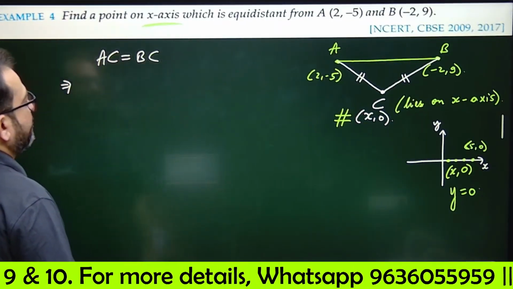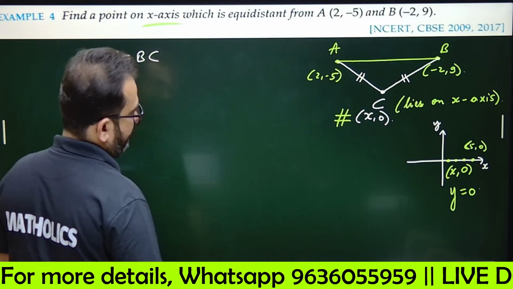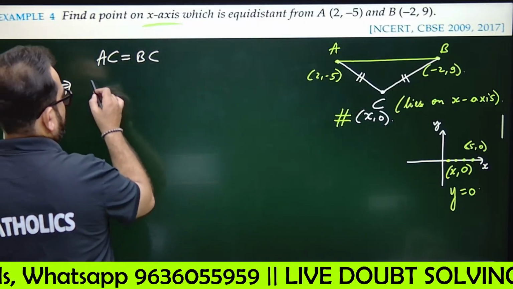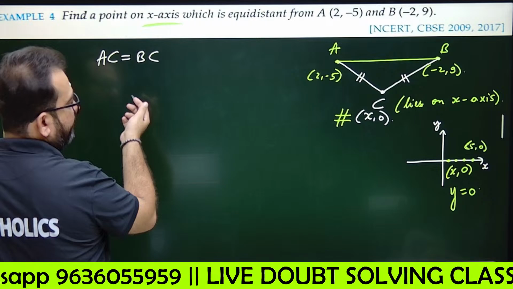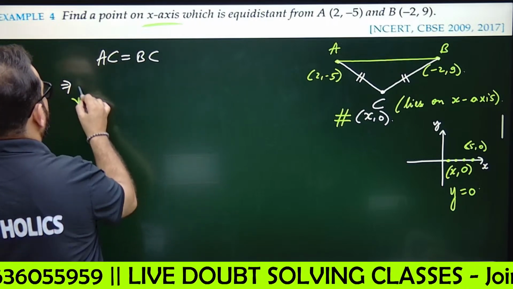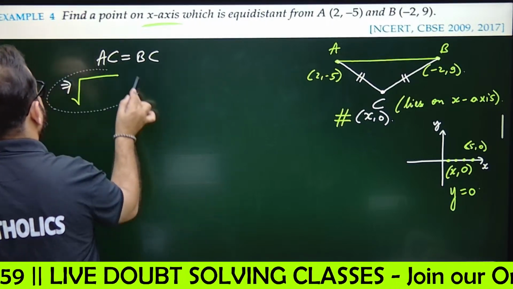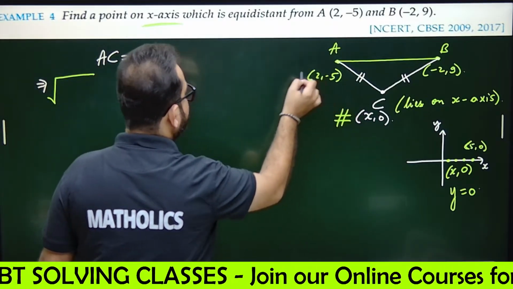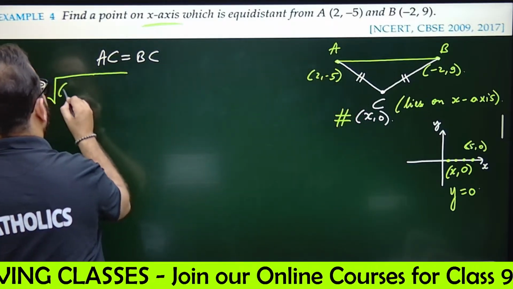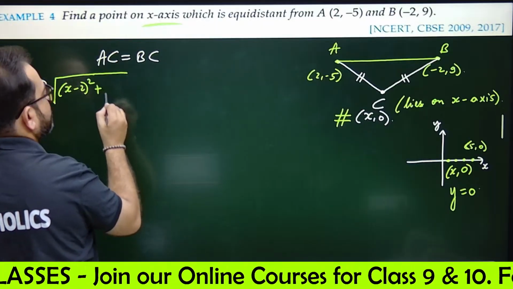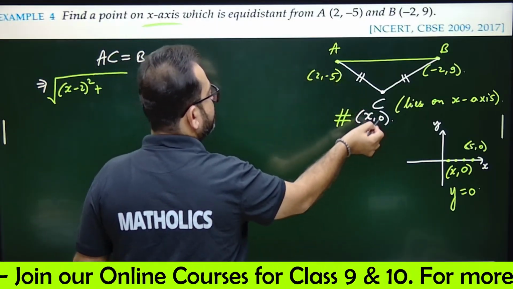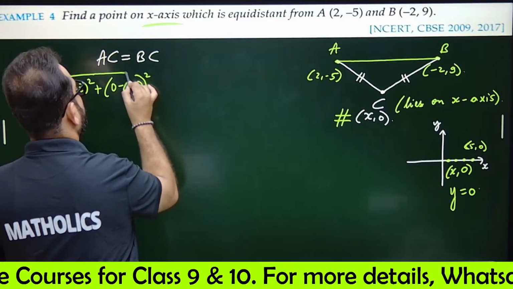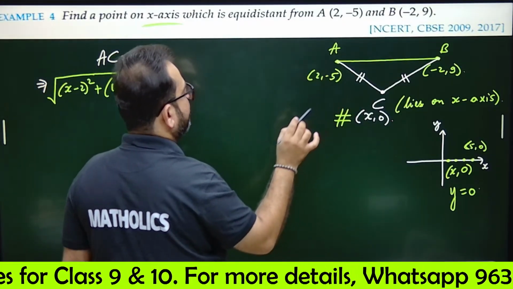So we have to find a point. We'll write AC equals BC. Now AC equals BC would mean what? Under root of, what will be AC? AC is under root of (x minus 2) whole squared plus (0 minus minus 5) whole squared, right? So it will be 0 plus 5 in fact.